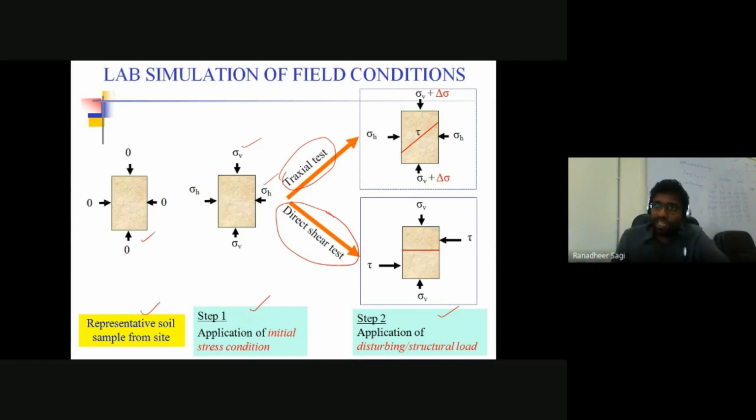Once the failure is initiated in the soil, what we look at is how much increment in stress the soil sample is subjected to, because of which the failure is taking place. I repeat, because of how much increment in stress applied on the soil, the soil is undergoing failure. That is the ultimate objective we are going to look at for each soil sample that we test in the lab.